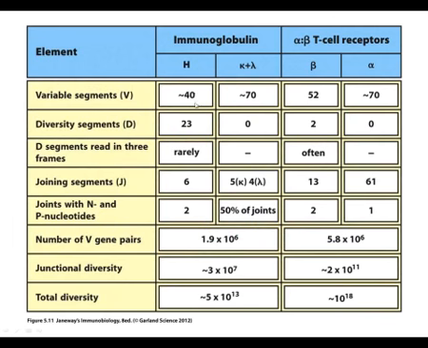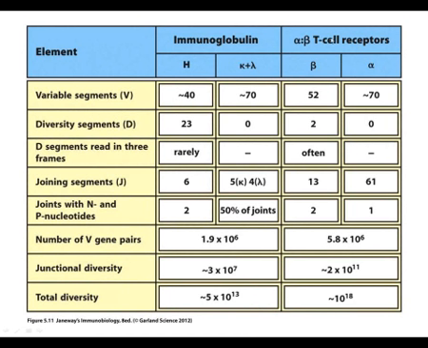So you have about 40 different variable segments on the immunoglobulin heavy chain. Kappa plus lambda together, you get about 70. You get 23 diversity segments, so 40 times 23 times 6 different joining. With the addition of P and N nucleotides, you get an amazing number of total diversity.